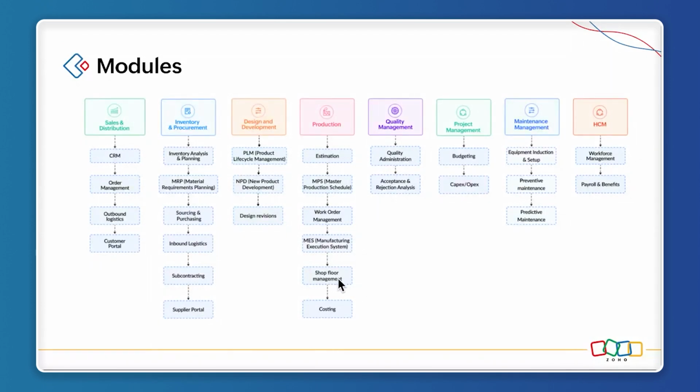Then comes the shop floor management. Here is where you will track the workforce and the machine usage. In order to produce a particular product, you will have certain equipment or certain machines to produce it, right? All that will be maintained under the shop floor management. Then we have the costing, where you will analyze the manufacturing cost and the profitability. Right. So these are the different processes that are involved in the production module.